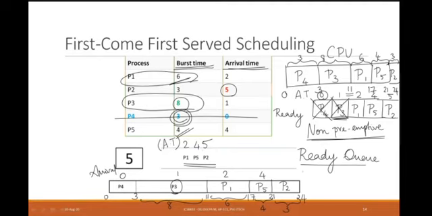Yes, ma? Annalakshmi? So one by one, you're going to move the process to the processor and complete the execution.